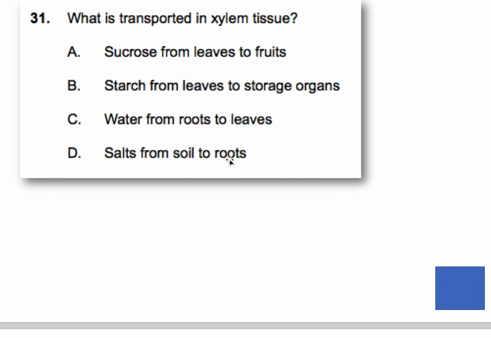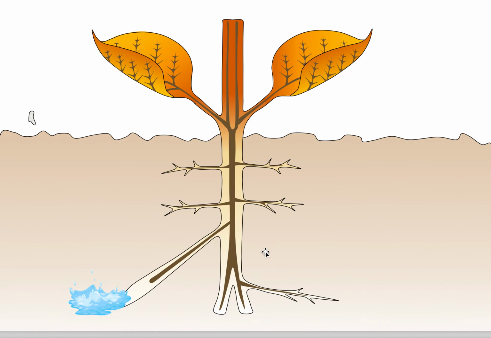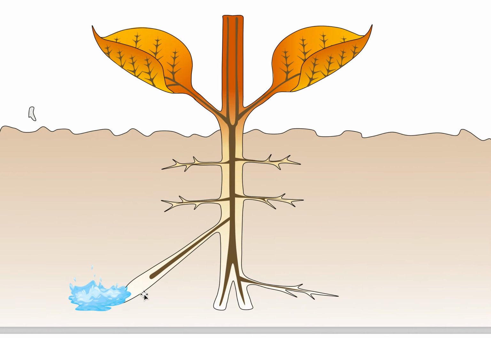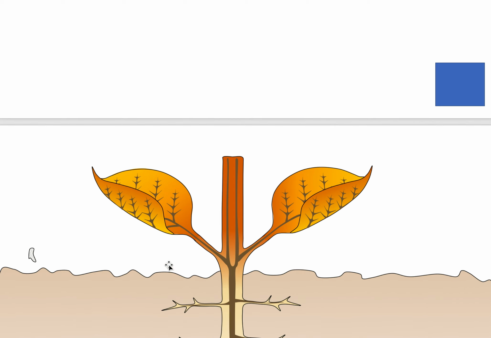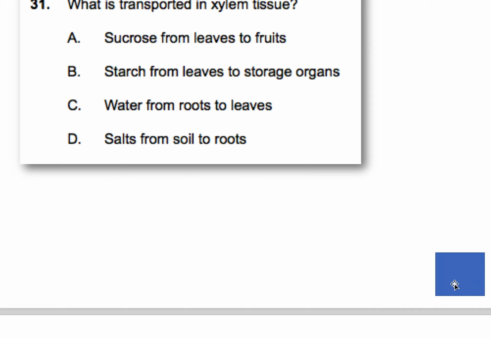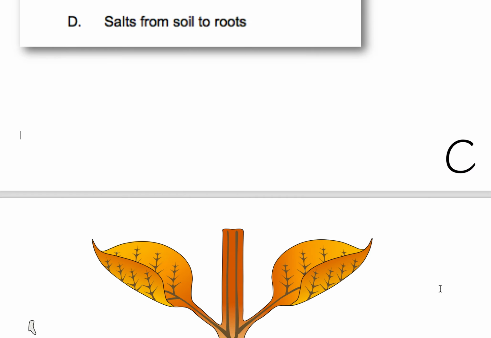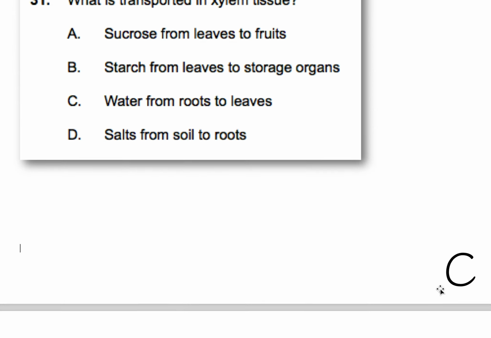D, salt from soil to the roots. So now they're saying salts from the soil into the roots. The xylem doesn't move stuff from the soil into roots. It moves stuff from the roots up towards the plant, right? Because the xylem is not in contact with the soil directly. It is inside the roots though, okay? So it won't be D. It's got to be C. Okay, now moving on to the next one.